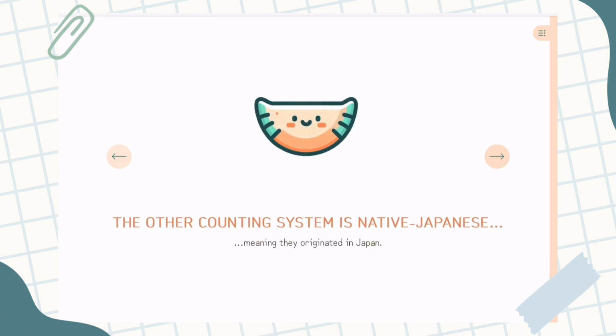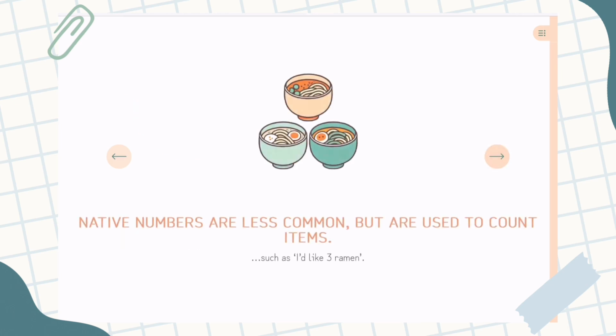Anyway, the other counting system is native Japanese, meaning the numbers originated in Japan. Native numbers are less common, depending. You could argue that, and if someone wanted to argue that they're not, I wouldn't argue back. But they're used to count items, such as I'd like three ramen, etc. That's one of their uses. They have quite a lot of uses. One of the main ones that everyone hates is counting the days of the month, like the 1st, the 2nd, the 3rd, the 4th, the 5th. Everyone hates doing this.